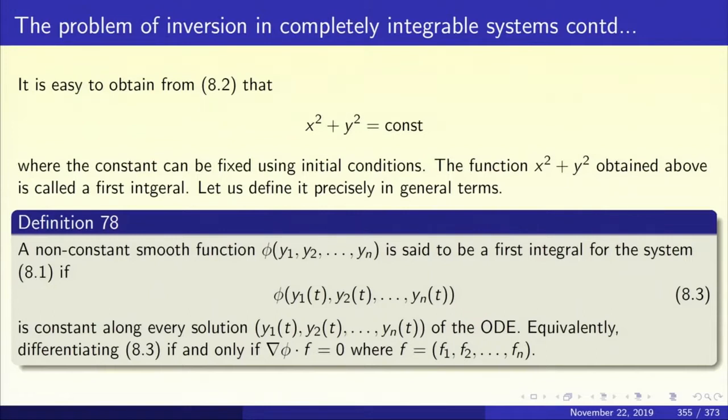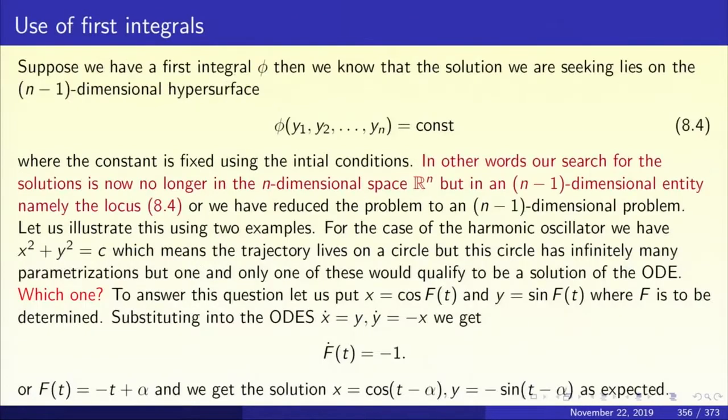So in other words, x squared plus y squared is a first integral. It is constant along every solution of the differential equation. So what we see is that if we have a first integral, what does it mean? It means that phi of y1, y2, ..., yn is constant, and that means that the solution curve t going to (y1(t), y2(t), ..., yn(t)) that we are looking for, instead of looking for it in Rn, we simply have to look for it in this locus 8.4. Equation 8.4 represents an n-1 dimensional hypersurface in Rn. For the harmonic oscillator, we exactly know what it is. The solution (x(t), y(t)) is on a circle, x squared plus y squared equal to constant. So geometrically, we have determined the solution curve as a curve, but what we have not determined is the exact parameterization.